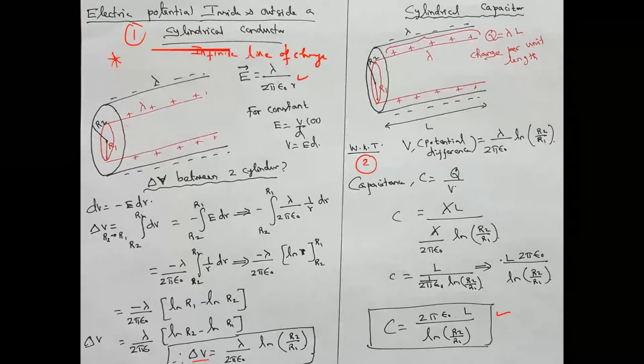And also, if you just see this type of conductor, it has two radii. One is the inner wire and another one is the outer layer. The inner layer has the radius R1 and the outer layer has the radius R2. We can store positive charges here and negative charges here. So it's exactly the same as an infinite line of charge. That's why we are going to choose this formula.